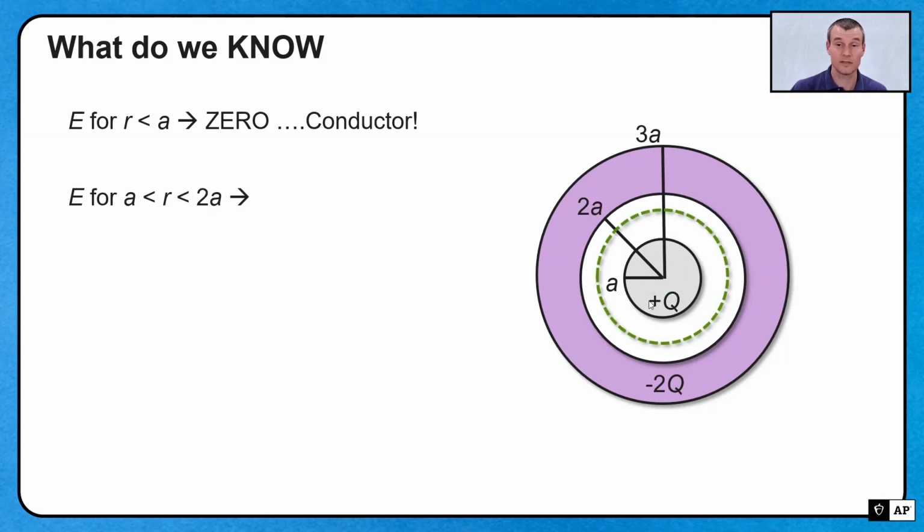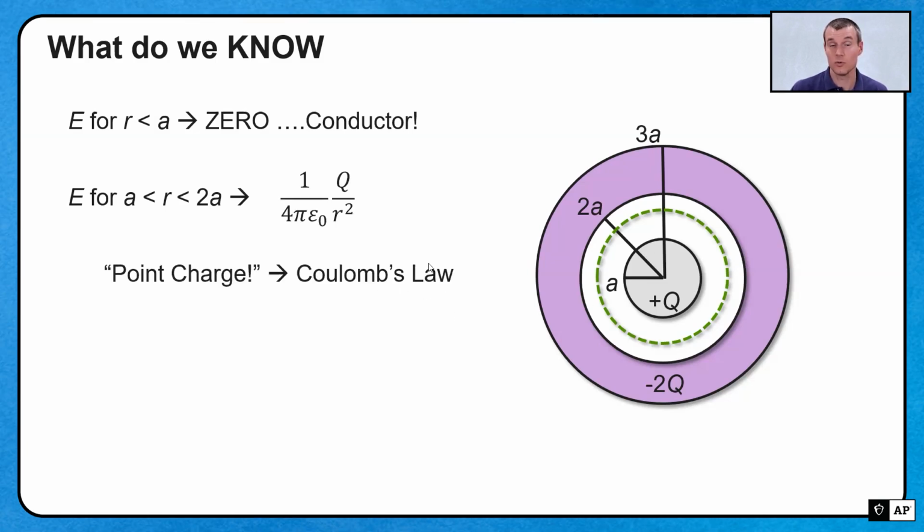But remember, because this is a conductor and all the charges enclosed, we can treat this as a point charge. That means we can use Coulomb's law. So the only charge we have enclosed is q, so kq over r squared, or 1 over 4 pi epsilon naught, q over r squared. We didn't even need to use Gauss's law to solve this. We could just use Coulomb's law.